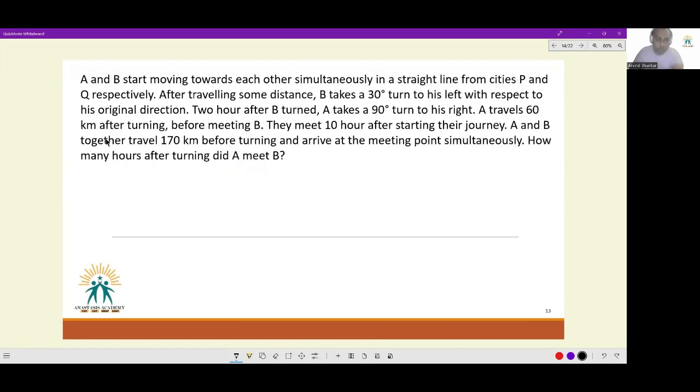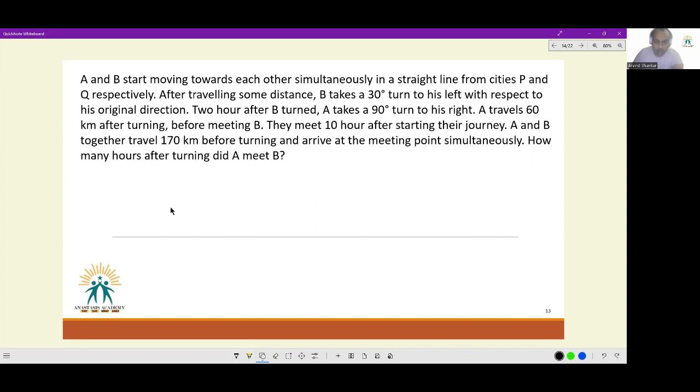Moving on. A and B start moving towards each other simultaneously on a straight line from cities P and Q respectively. After traveling some distance, B takes a 30-degree turn to his left with respect to his original direction. 2 hours after B turned, A takes a 90-degree turn to his right. A travels 60 kilometers after turning before meeting B. They meet 10 hours after starting their journey. A and B together travel 170 kilometers before turning and arrive at the meeting point simultaneously. How many hours after turning did A meet B?